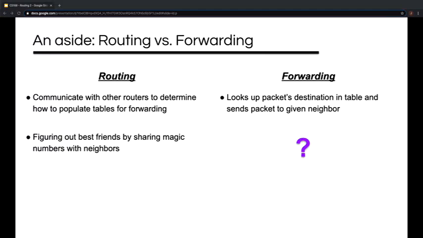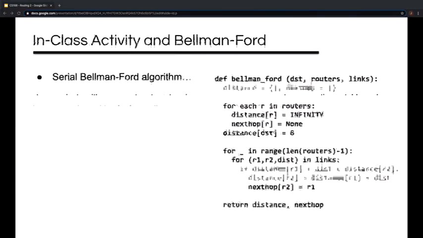Is that clear? I know the two concepts can be a little bit muddled at first, but hopefully, having done it physically, that connects. All right.